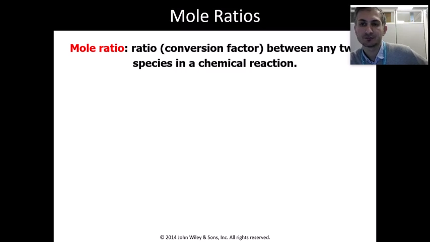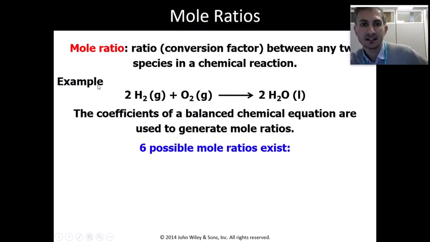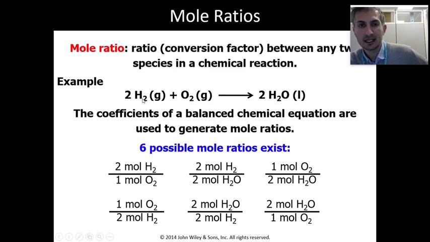Let me give you one example here. Assume that we have this reaction: 2H2 gas reacts with O2 gas to produce 2H2O liquid. You may pick any two of these, for example hydrogen and water, to write the conversion factors. Whenever you write conversion factors, you may write two types. Here I'm going to write the mole ratio between the two compounds H2 and O2. You may write 2 moles H2 on the top and 1 mole O2 on the bottom, or vice versa: 1 mole O2 on the top, 2 moles H2 on the bottom.